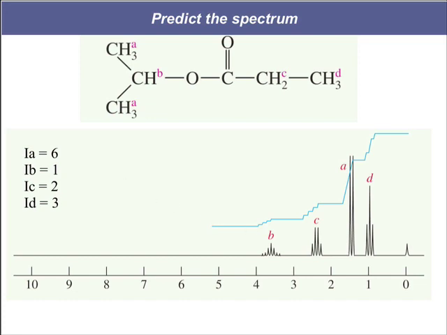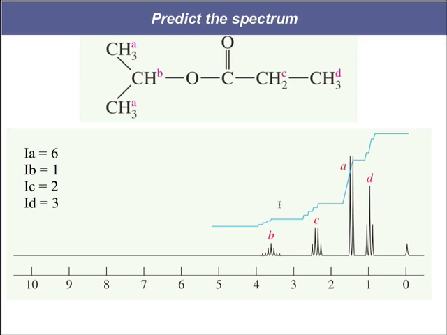The integration for 6 would be A. Our highest integration is A. That's by far our biggest peak. Our B should be our smallest peak over here. Our C should be next over here. And then our D should be in the middle, our second highest over here.